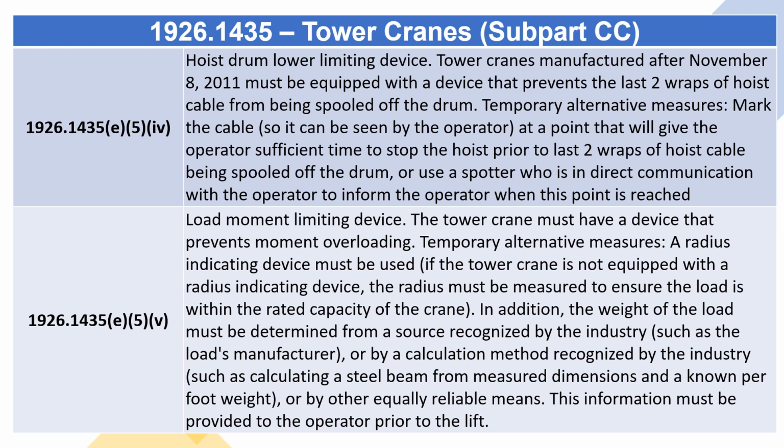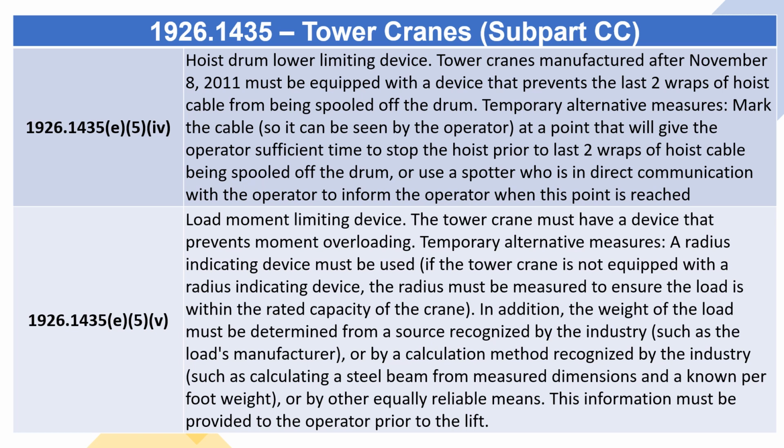1926.1435 E5.5 Load moment limiting device. The tower crane must have a device that prevents moment overloading. Temporary alternative measures. A radius indicating device must be used. If the tower crane is not equipped with a radius indicating device, the radius must be measured to ensure the load is within the rated capacity of the crane.